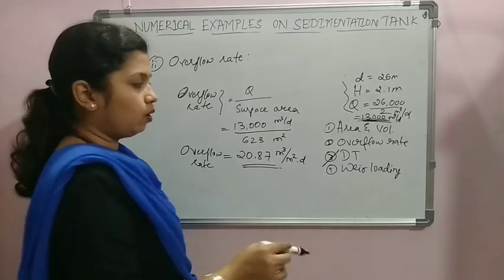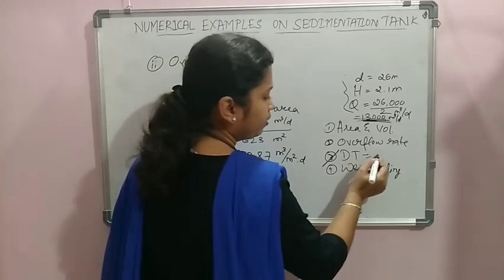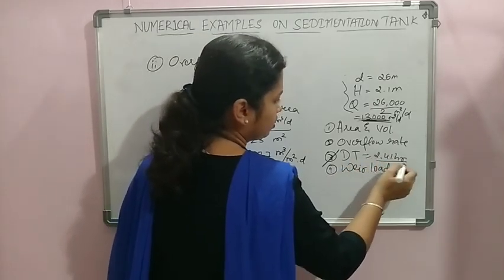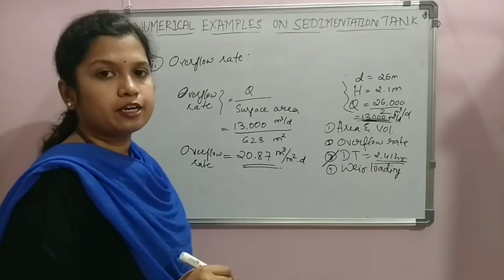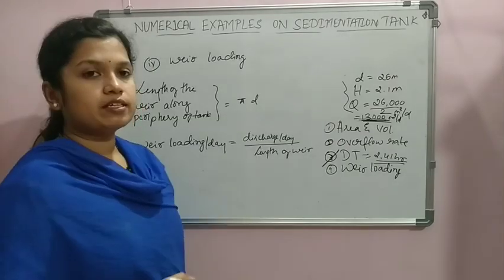The third parameter, detention time, we have already found. Initially we got it as 2.41 hours. So that is done. The last one we need to calculate is the weir loading. So the last parameter they have asked is the weir loading.